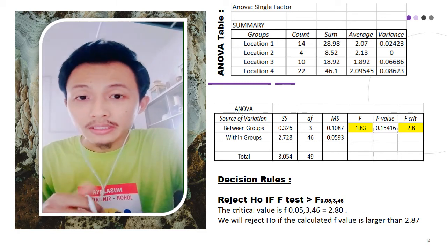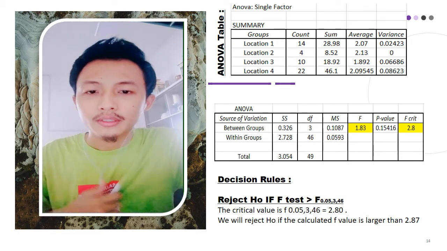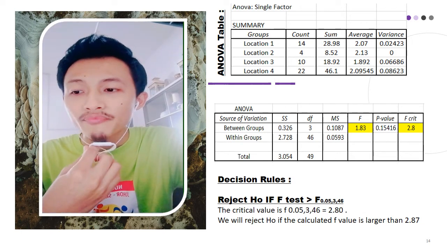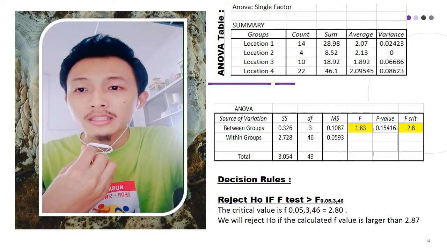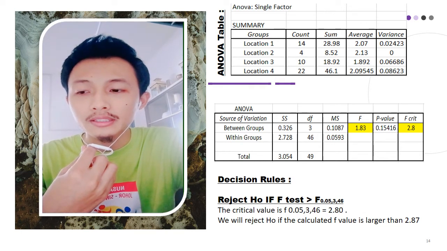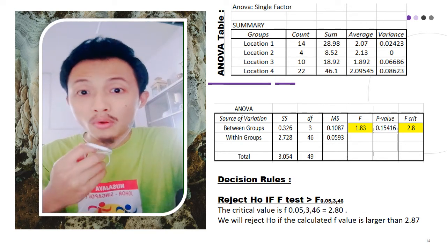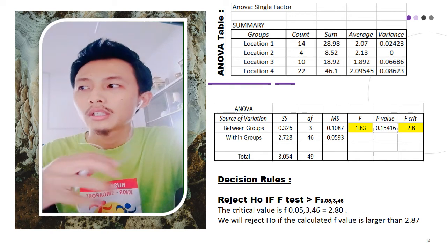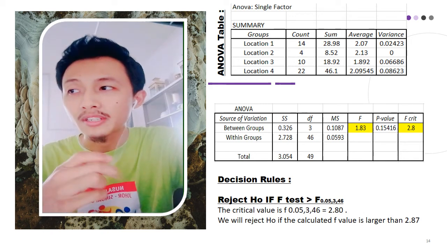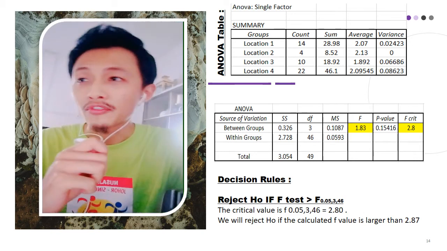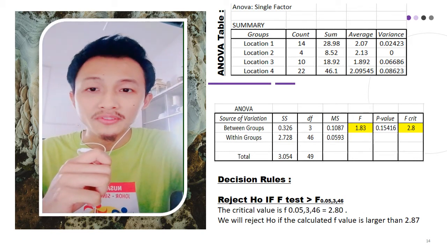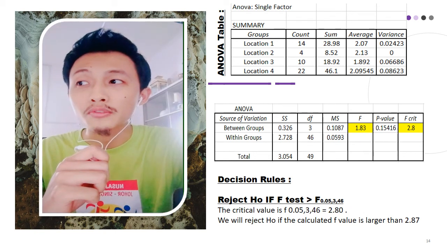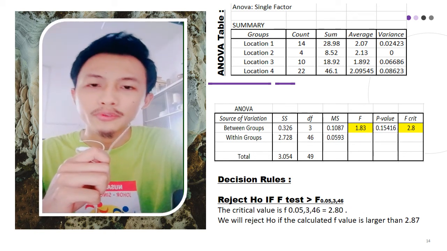But looking at the table, which is the ANOVA result that I get, the F test is less than the F critical. So the conclusion here I can say we fail to reject the null at the level of significance 0.05, which is 5%, since the calculated F is 1.83, which is smaller than the critical value of 2.8.